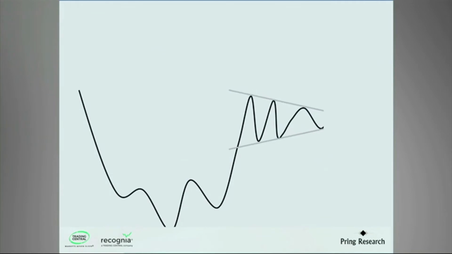Since it should be assumed that the prevailing trend is intact until proven otherwise, it's a good idea to take for granted that the triangle will eventually break in the direction of the prevailing trend, as this one did. That is, unless you have strong evidence to the contrary.